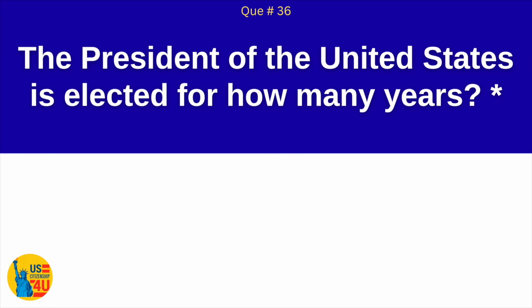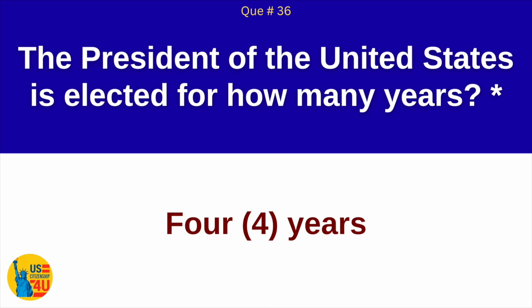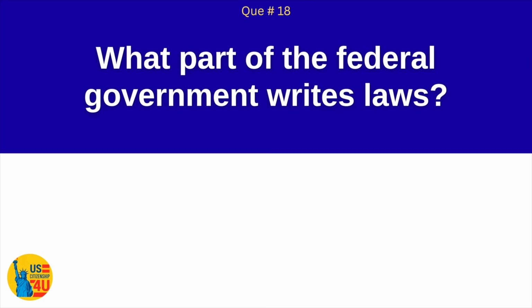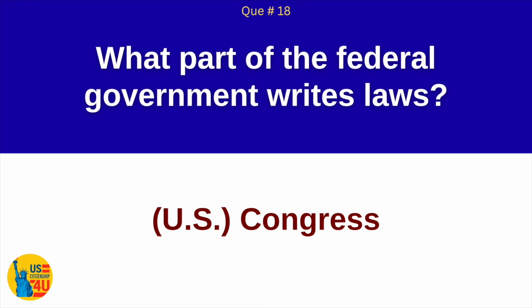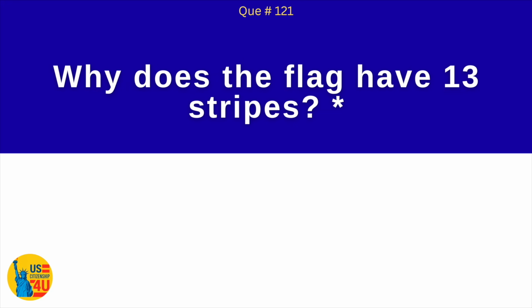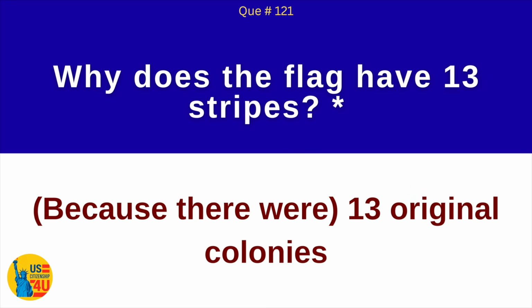The President of the United States is elected for how many years? For 4 years. What part of the federal government writes laws? U.S. Congress. Why does the flag have 13 stripes? Because there were 13 original colonies.